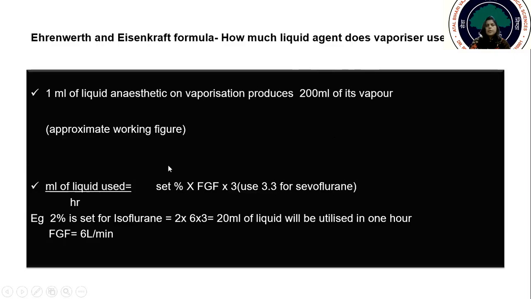The formula is set percentage into fresh gas flow which is set, and 3. Here set percentage is volume percentage. However, use 3.3 for sevoflurane. For example, if 2% is set for isoflurane for a fresh gas flow of 6 liters per minute, then you will calculate 2 into 6 into 3, that is equal to about 36 ml of liquid will be utilized in 1 hour.